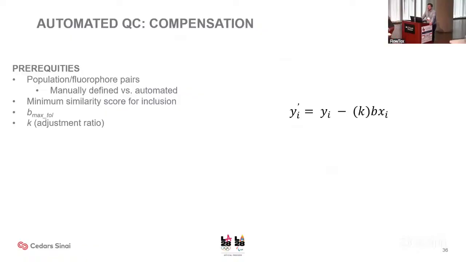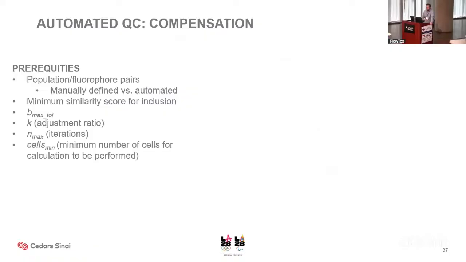So if we think about the equation of how we're actually adjusting slope, we can set this factor K into it so we don't overshoot. We can actually set that to be, say, correct 50% of the slope issues at one time. What is the maximum number of iterations that we're going to do? So this is more of a computational question. And then what's the minimum number of cells in a population that we're going to require to allow to calculate this slope?